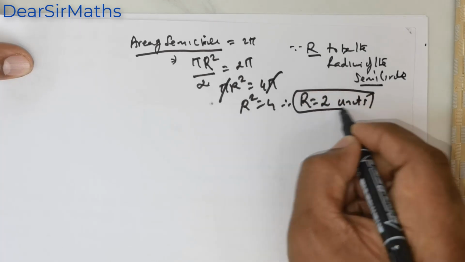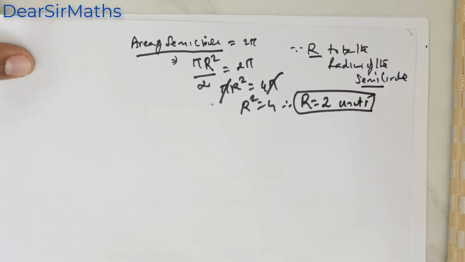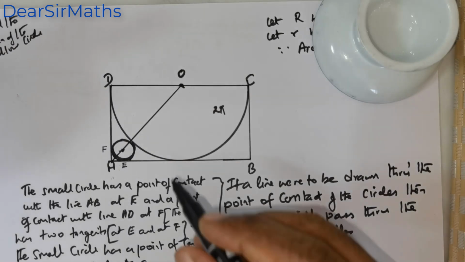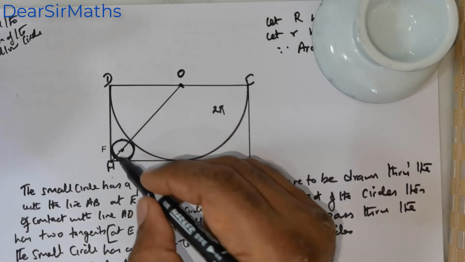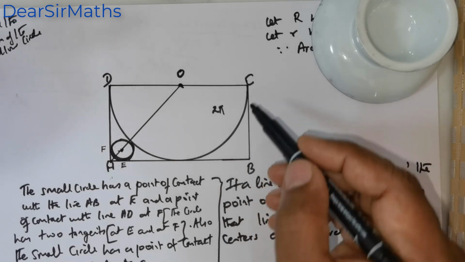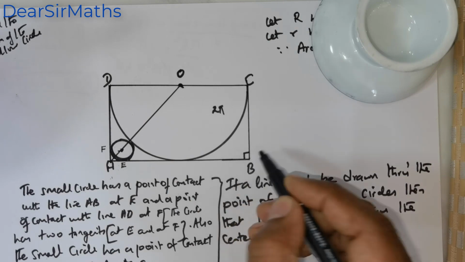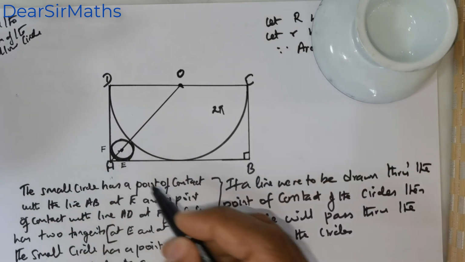Now just have this in one corner. We've got r is equal to 2 units. Now we have to go back to the figure and apply trigonometry. Let's do that. If you see the figure, the semicircle is clearly present inside the rectangle. There is a point of tangency here, here, and here, and we know it's a rectangle. So this is 90, this is 90.